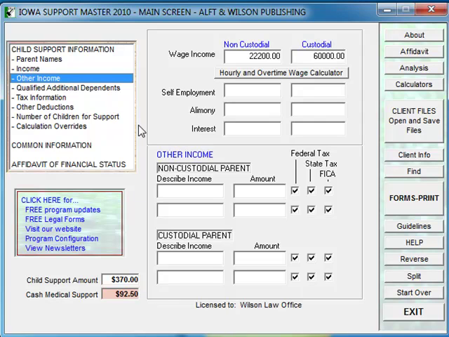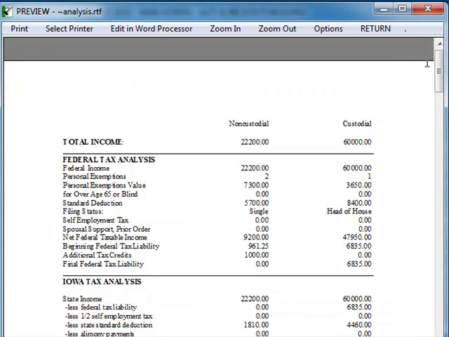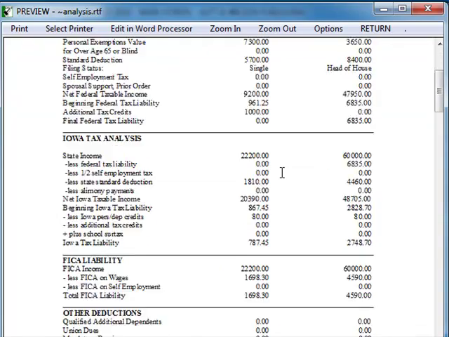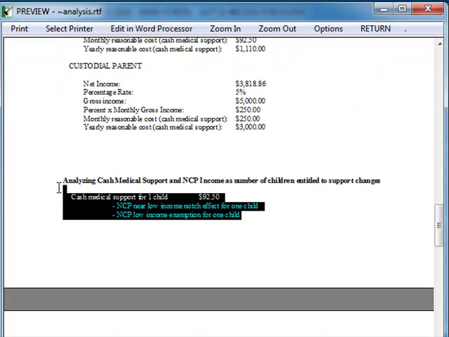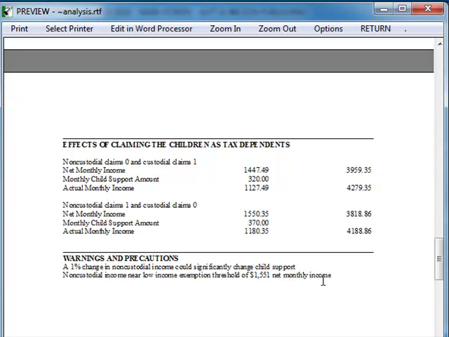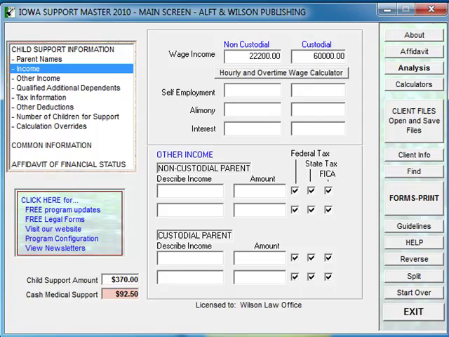Now, how do I know that this is a notch effect case? Well, in every case where you prepare your forms, you need to look at the analysis page first. Pull up the analysis page and scroll down through. This gives you a side-by-side comparison of the numbers for both parties. And as I scroll down this page, you're going to see that it actually gives you warnings. It tells you when you are near a notch effect, or that a small change of income would change the child support amount significantly. So this program is telling you that you're in a notch effect case here. So a 1% change for non-custodial will make a significant difference.